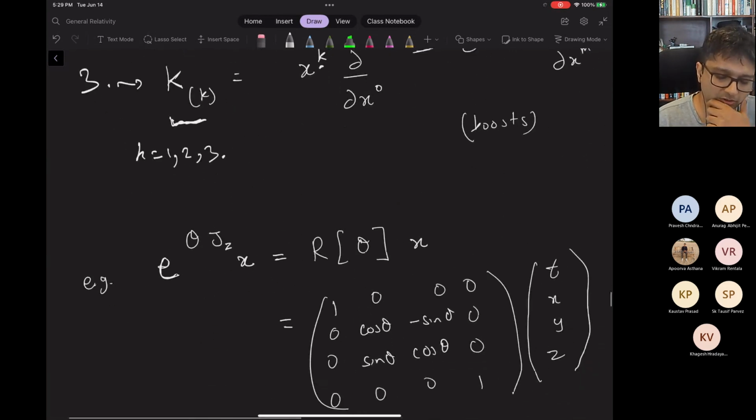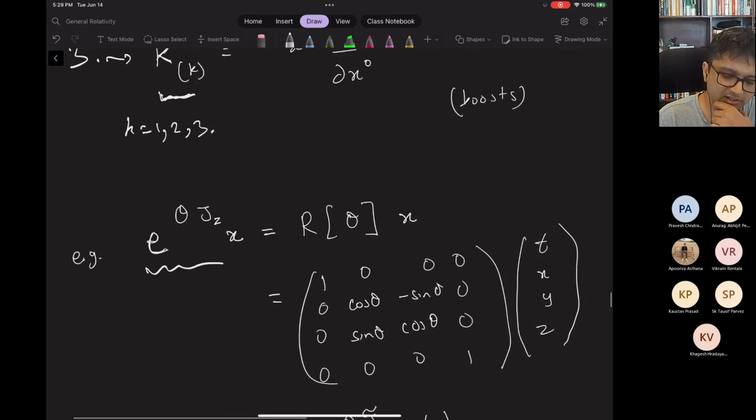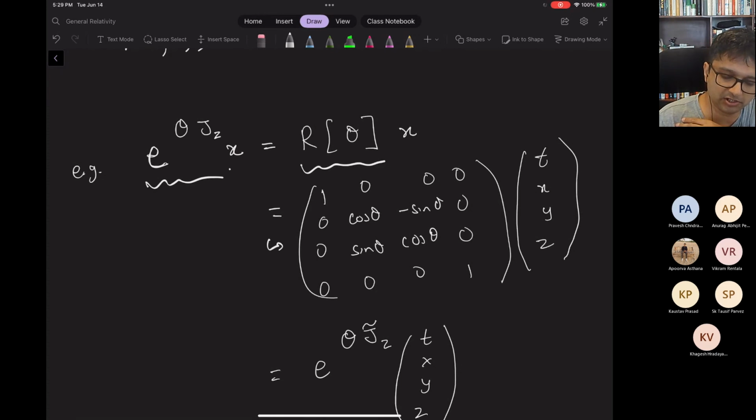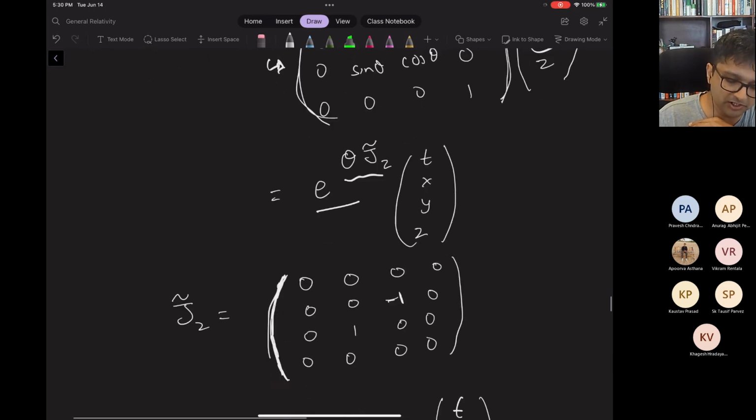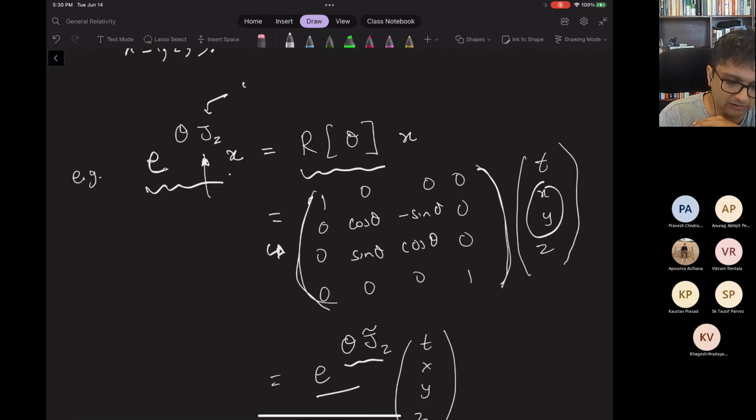So e raised to theta J_z acting on x is R(theta) acting on x, which turns out to be just this matrix. Just by a similar operation to what we did in 2 dimensions, in 4 dimensions you can show that this generates a rotation about the z-axis, as you would expect. I can write this matrix also as an exponential of a matrix, which I'll call J_z twiddle. J_z twiddle is just a matrix, some matrix which looks like this. J_z is an operator, something like minus y partial_x plus x partial_y.